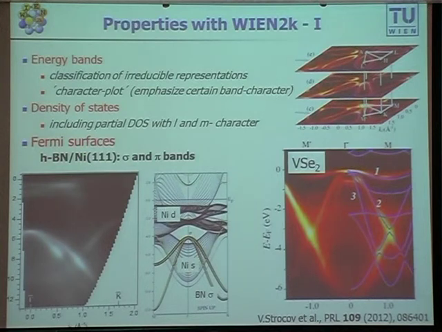Hexagonal boron nitride, a monolayer of this boron nitride deposited on a nickel 111 surface. When you measure angle-resolved photoemission, you clearly see near the Fermi energy some dispersed bands. These are the nickel d bands. You cannot resolve them clearly. But you see here down, 2 bands going down and 1 band going up from gamma to K. So just look from gamma to K, and you find 2 bands going down, 1 band going up here.